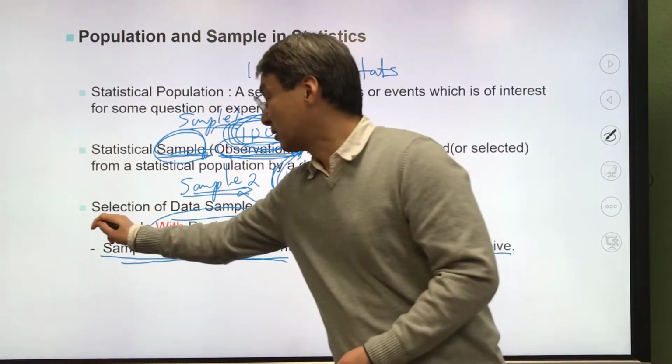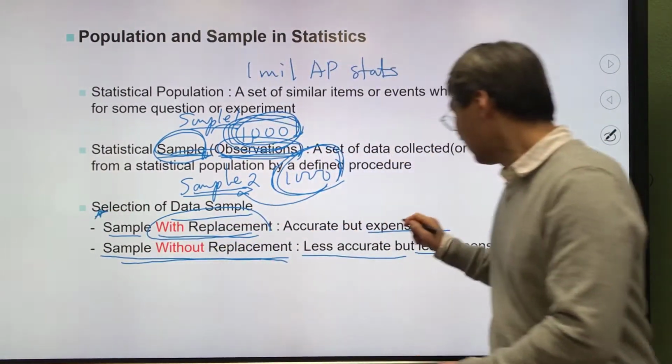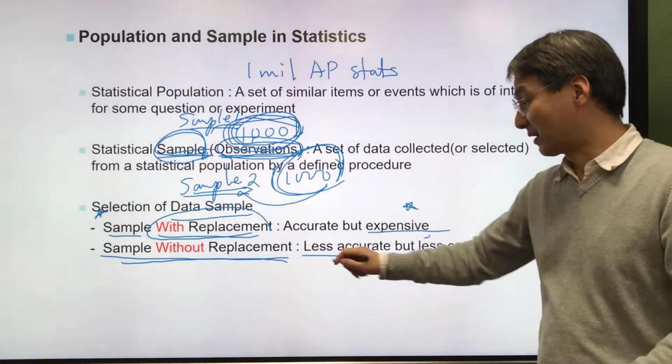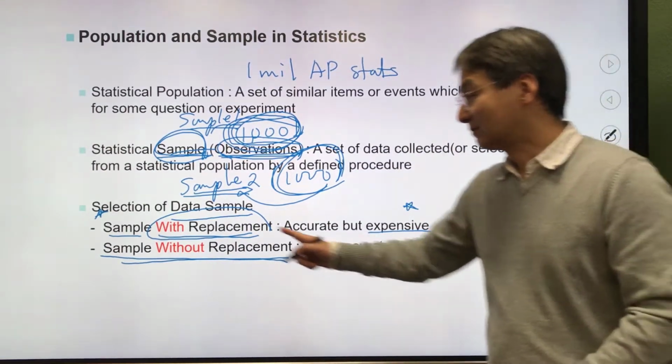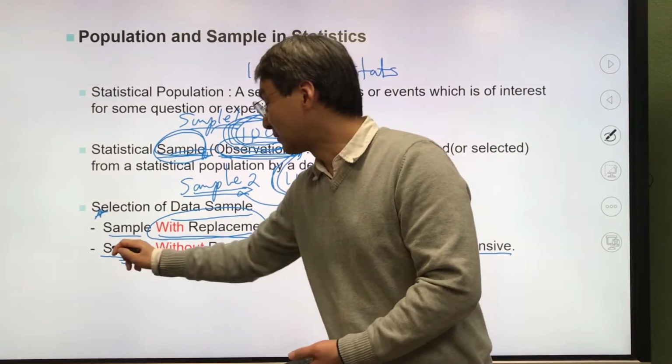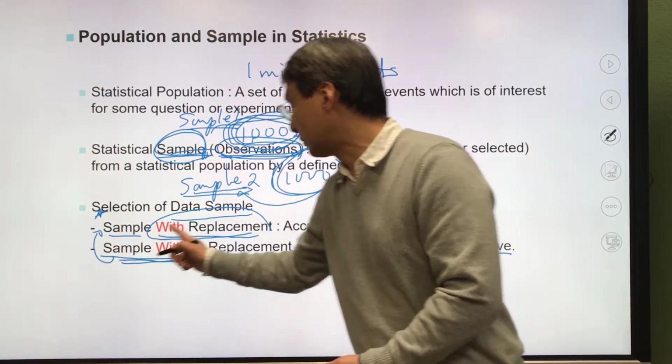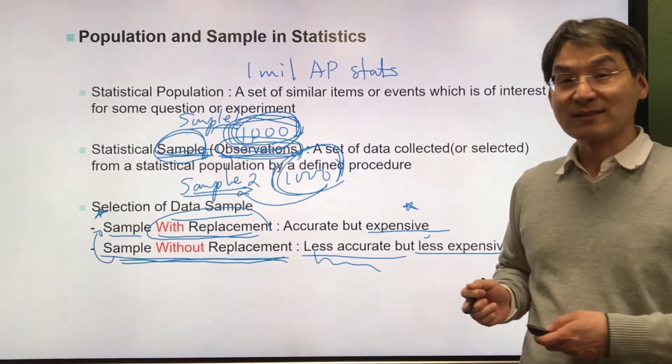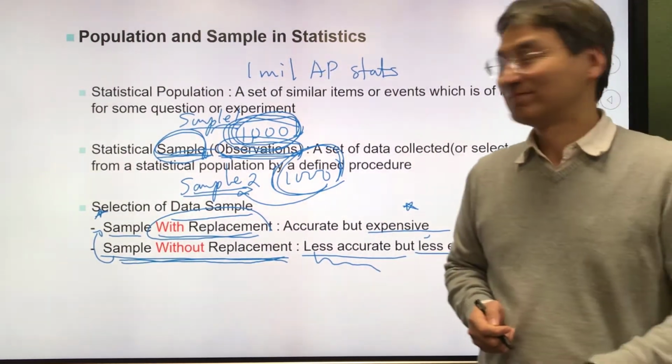In the AP test, we will use this mathematics only because it's complicated. And if you have a sample without replacement, we will approximate it. And then we still use the sample with replacement mathematics. We'll get deeper into it.